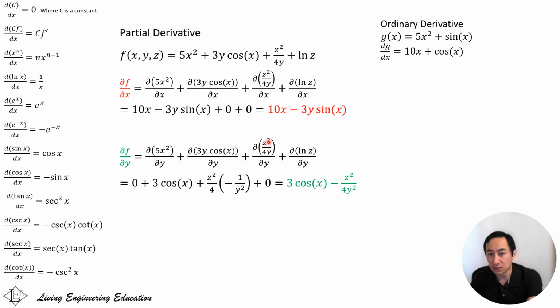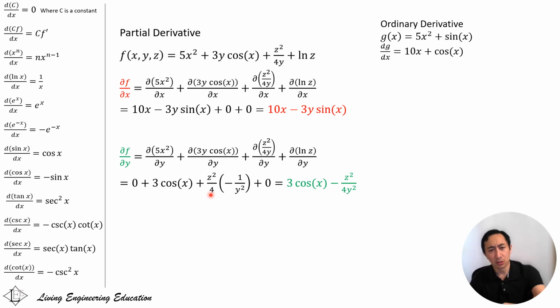Over here, we have z squared over 4 as my constant. And then it's just the derivative of 1 over y, or y to the negative 1. We can use this to see that's negative 1 over y squared, or negative y to the negative 2, right? And then here we have no y terms, so this is just the derivative of a constant. So that's just going to be 0. And then if we simplify this, we get 3 cosine x minus z squared over 4y squared.